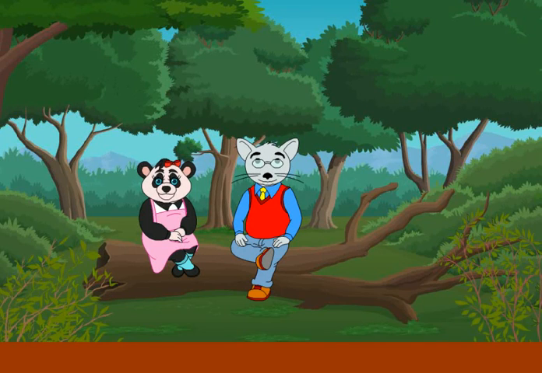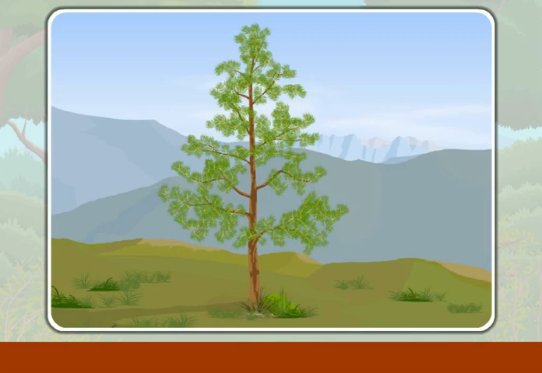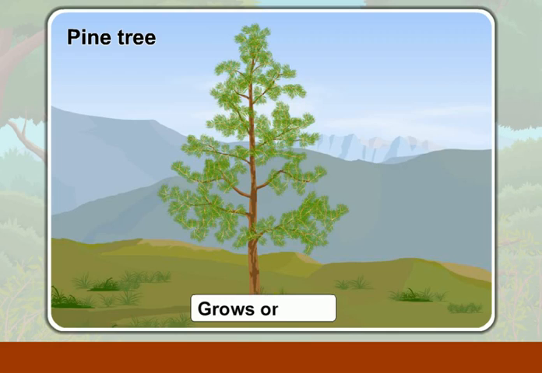Dear students, we have learned about the plants which have their habitats in water. Now, let us learn about the plants which have their habitats on land. Have a look at this plant. Do you know the name of this plant? It is a pine tree. Now, tell me, where does it grow? It grows on land. Yes, a pine tree grows on land.